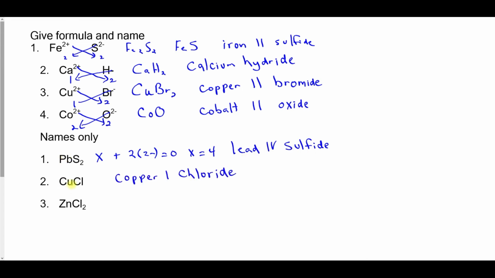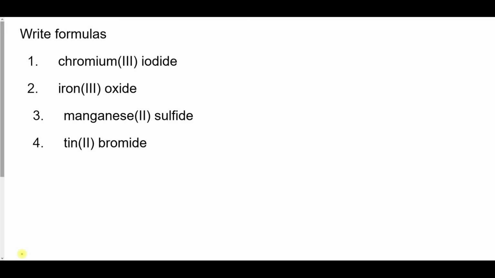Copper can create multiple charged ions, so I have to look at the -1 of chloride. It tells me that that's copper 1 chloride. If you recall, zinc does not make multiple charges, so there should be no Roman numeral. Pause the video and write the formulas.